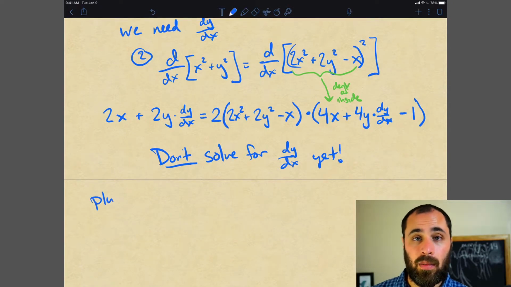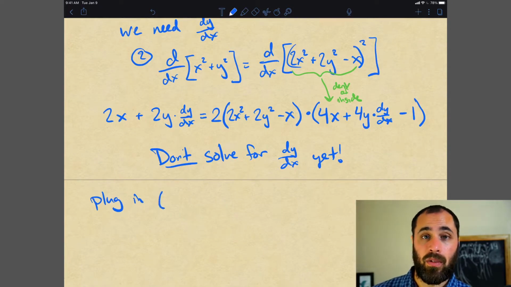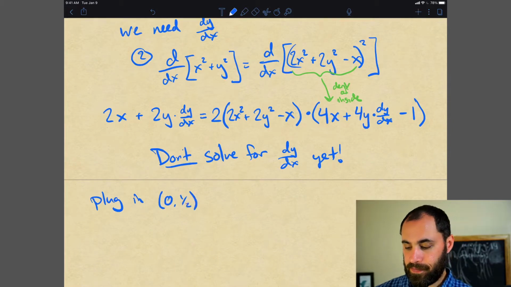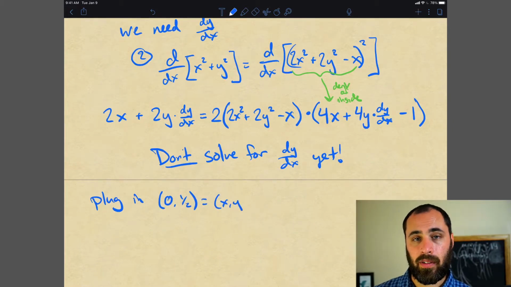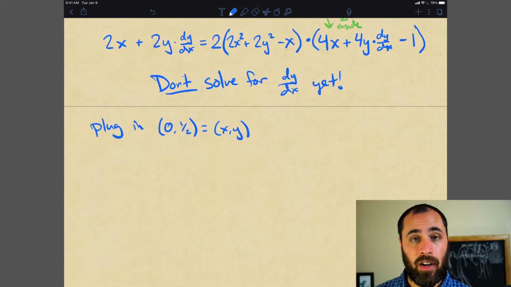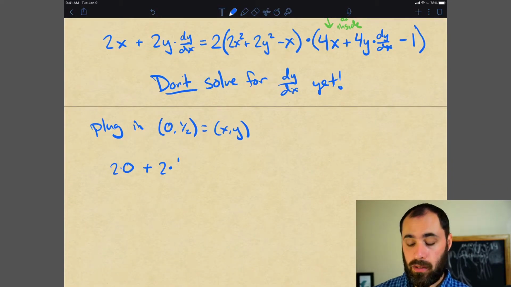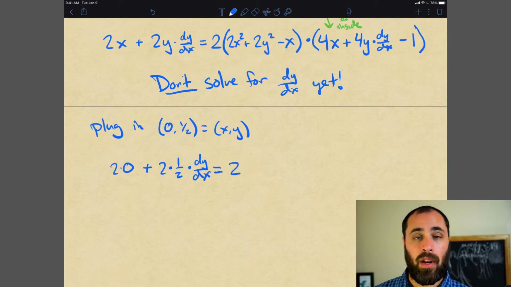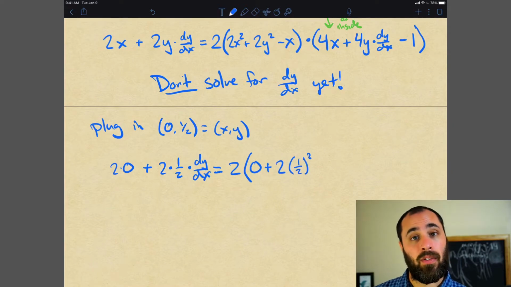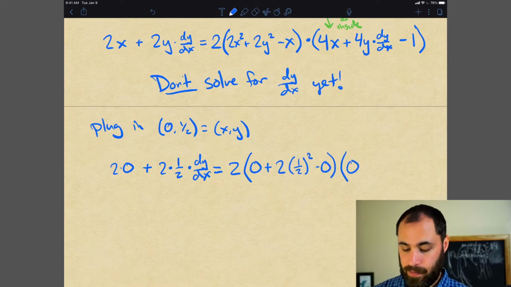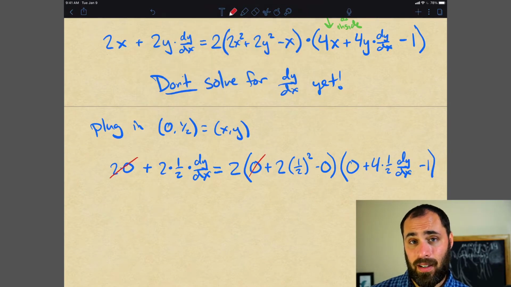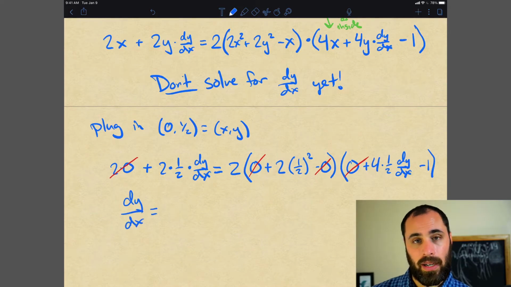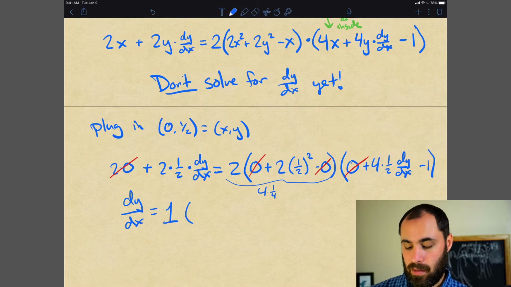So let's plug in the x and y values for that point. We'll do that here carefully. dy/dx is still a variable. That's the thing we don't know that we want to solve for, so that hangs out. But every x we replace with 0, every y with 1/2. And after simplifying a little bit, we get this really nice expression: dy/dx equals 1 times 2y dy/dx minus 1.